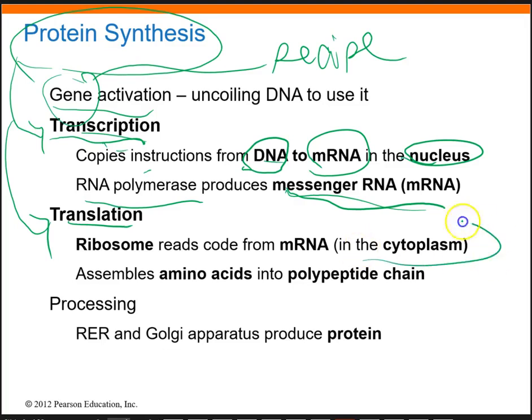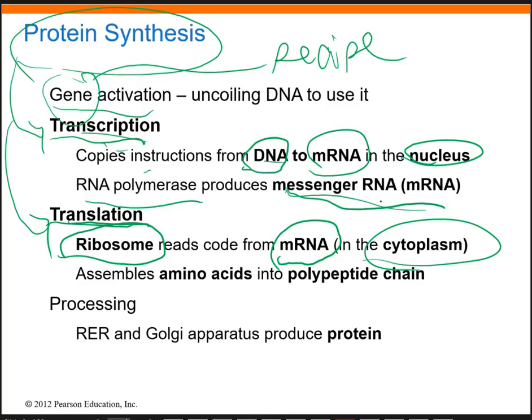Out in the cytoplasm is where we have the next process, which is translation. This is when we translate from RNA to our actual polypeptide. In this case, it's the ribosome that does this. The ribosome reads the code from this messenger RNA. It literally latches onto the RNA and goes down and reads it codon by codon by codon, right? So triplet by triplet by triplet. The ribosome goes down and reads the mRNA.